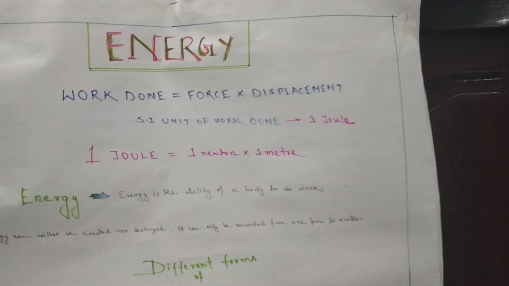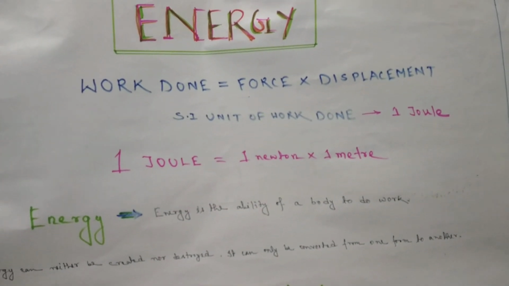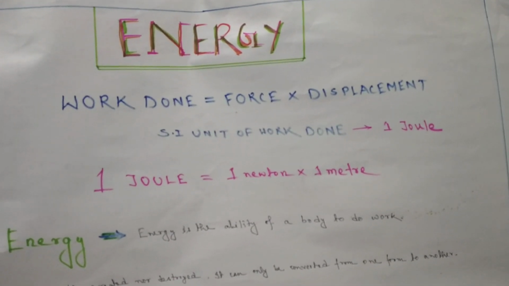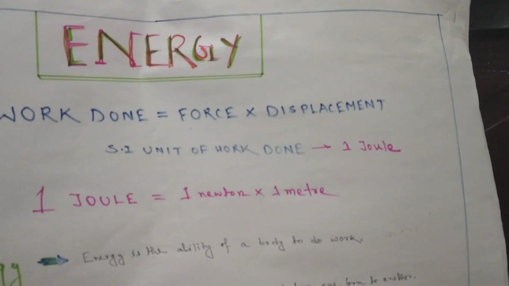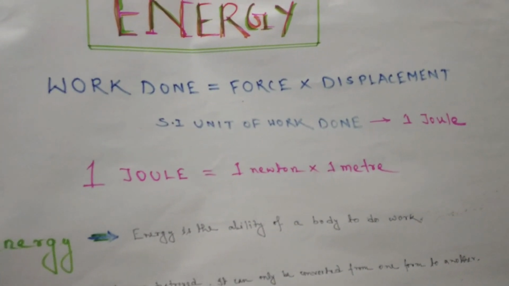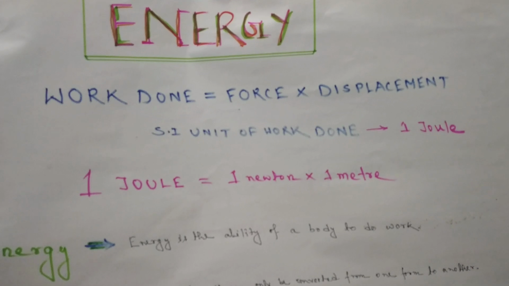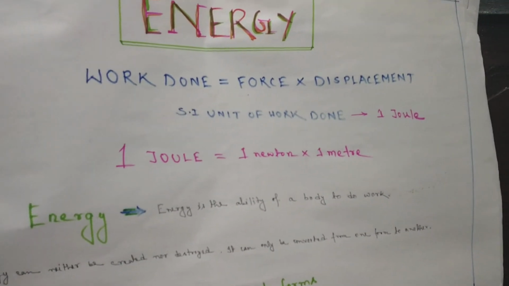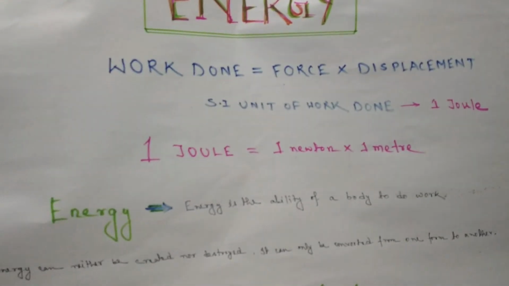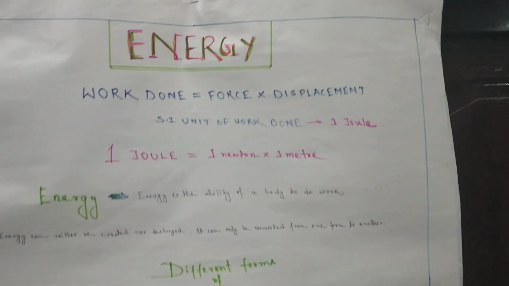The SI unit of work is joule. Now, work done is equal to force into displacement, and the unit of force in SI is 1 Newton and the unit of displacement in SI is 1 meter. So, as work done is equal to force into displacement, that means 1 joule is equal to 1 Newton into 1 meter. So, 1 Newton meter is said as 1 joule. So the SI unit of work is joule.